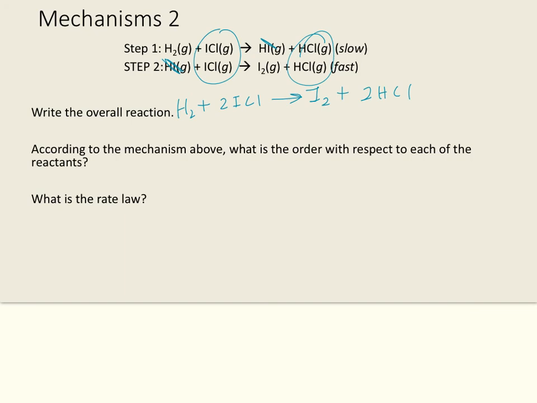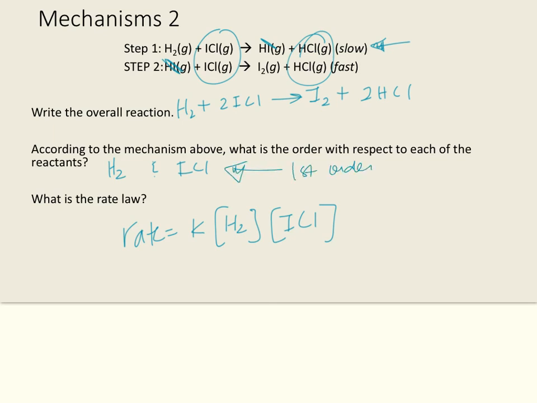Okay, according to the mechanism above, what is the order with respect to each of the reactants? So the reactants here are H2 and ICl, and remember, you can write a rate law from the slow step. I'm going to write it right here: rate is equal to K, and then you put your concentrations of the reactants only in the slow step, raised to their coefficients. And so since there's only one of each of these, it's just going to be to the first order here and to the first order here. And so to answer this question, it's first order for both.